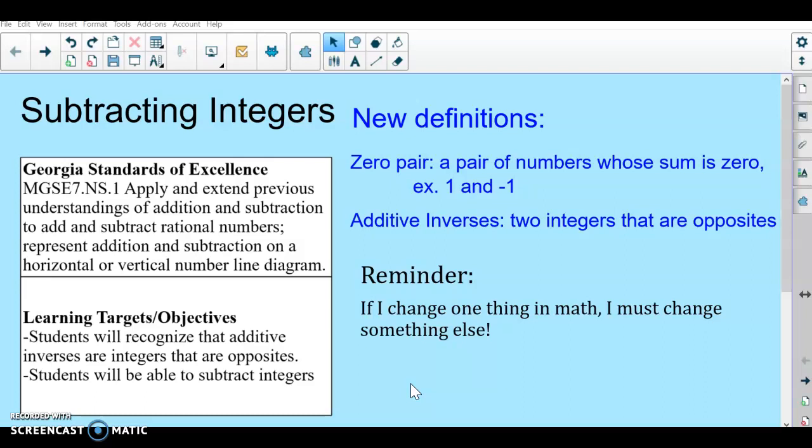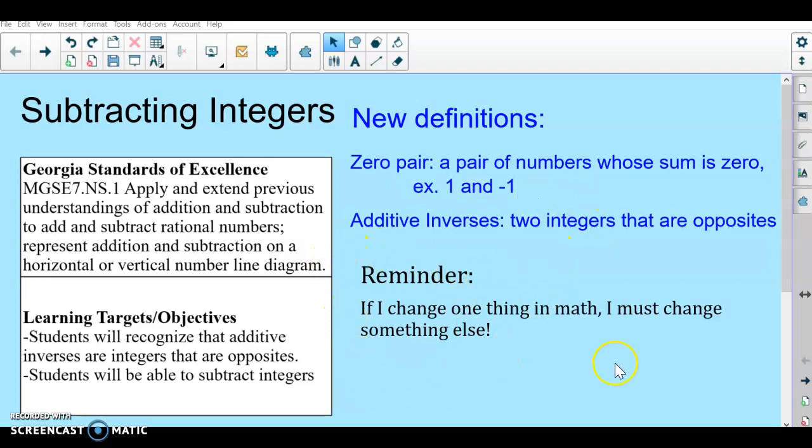If you did not understand yesterday's topic, you are going to struggle with subtracting integers. So my suggestion would be to go watch a few more videos, go to YouTube, type in adding integers, and see how different people present it, and hopefully something will stick, because you really have to know how to add integers in order to subtract integers. We have our same new definitions, so I've put them there.